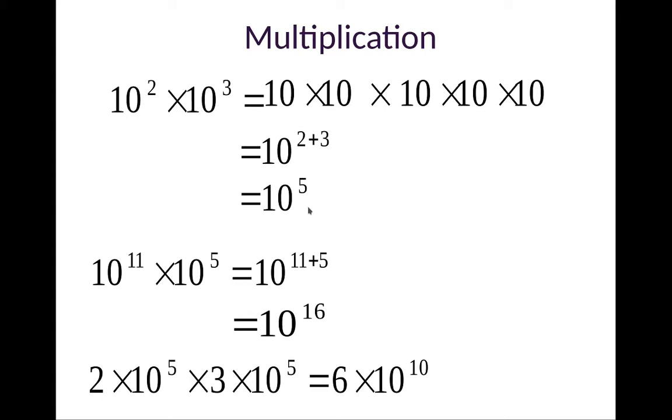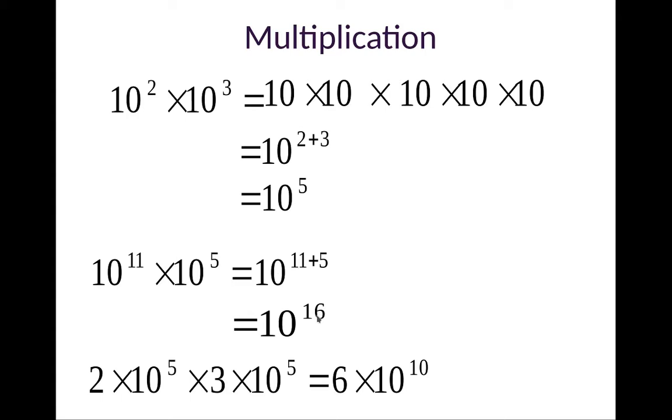You can multiply numbers very rapidly with this. This is 100 times 1,000, that's 100,000, right? 10 to the 2 times 10 to the 3, it's just 2 plus 3, 5, right? Which one is easier? Clearly, addition of small numbers is much easier than multiplication of large numbers. Here's another example. 10 to the 11, which is 100 billion, times 10 to the 5, 100,000. What's 100 billion times 100,000? A lot, right? But how much? Well, it's just going to be 11 plus 5, or 10 to the 16.